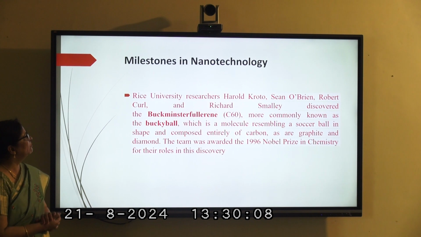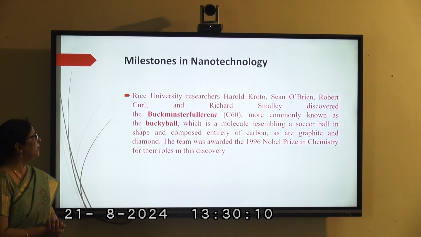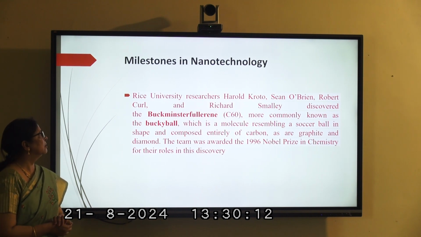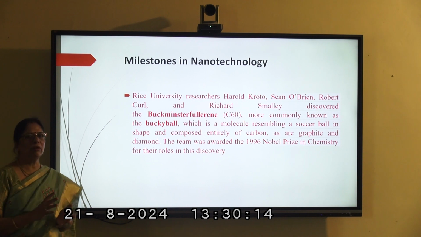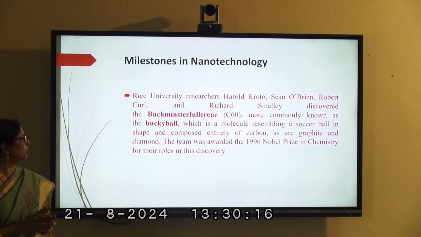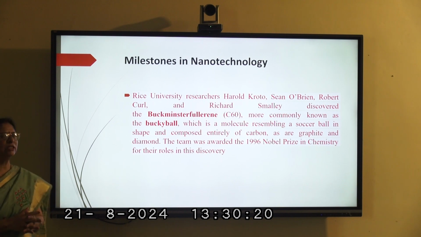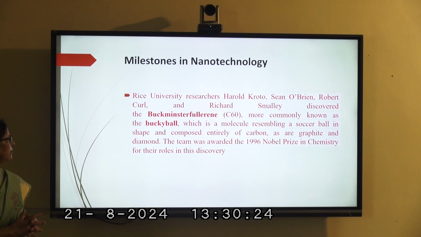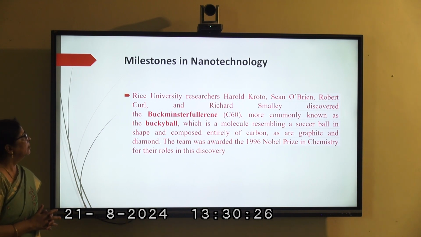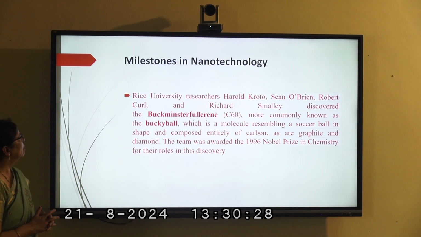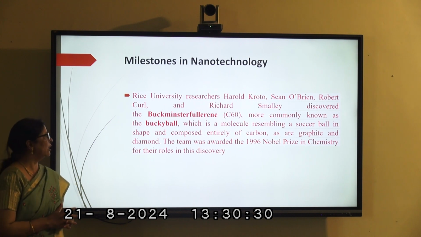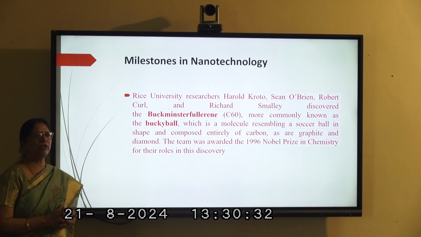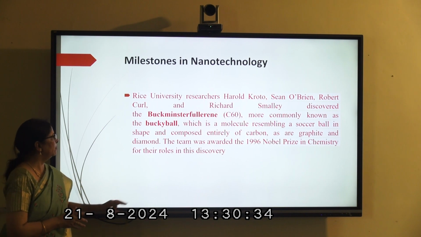Another milestone in nanotechnology was the development of buckyballs. A buckyball is a molecule which resembles a soccer ball and is composed entirely of carbon. So it is also an allotrope of carbon, like graphite and diamond. And Harold Kroto, Robert Curl and Richard Smalley were awarded the Nobel Prize in Chemistry for their role in the discovery of the buckyball.